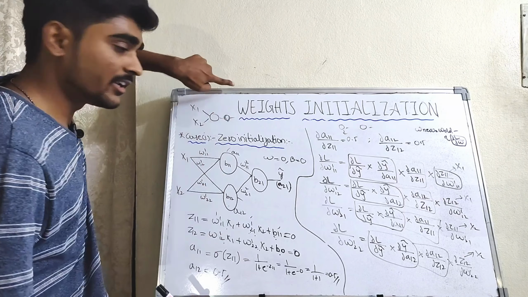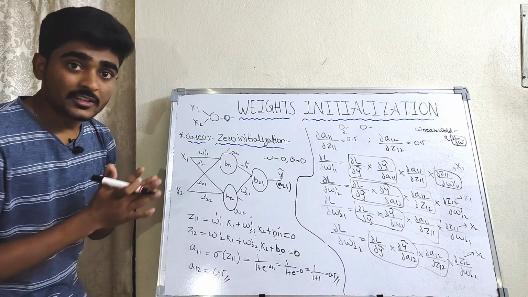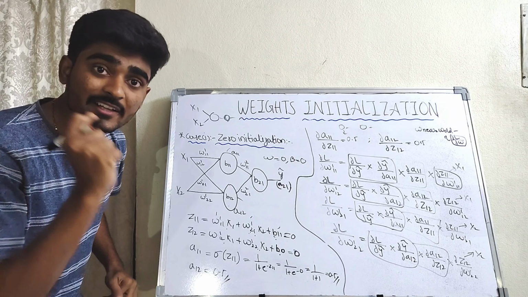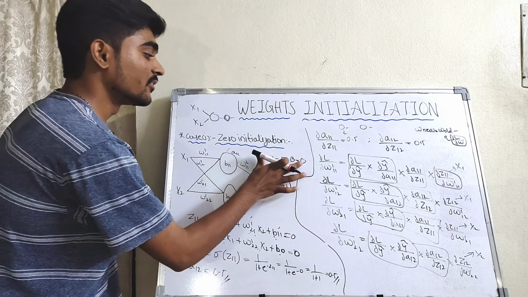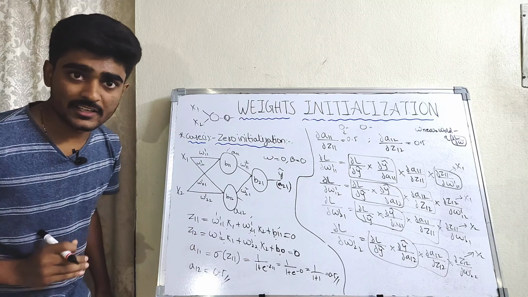Even if you had 100 hidden units, it transforms the entire architecture into this form. This is the main disadvantage of having weights initialized to 0 and using the sigmoid activation function in the hidden layers.